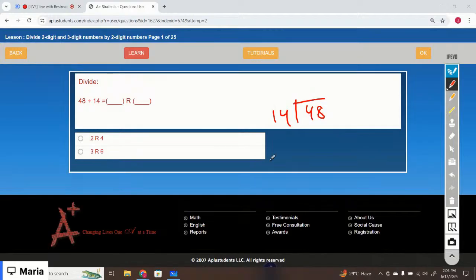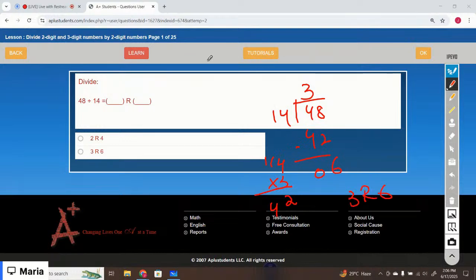So we can go for 14 times 3. 14 times 3 is 3 times 4 is 12, 3 times 1 and 4, 42. Because 14 times 4 is 56, that will be greater. So we can go for 14 times 3. So 8 minus 2 is 6 and 4 minus 4 equals 0. So that is 3 remainder 6.